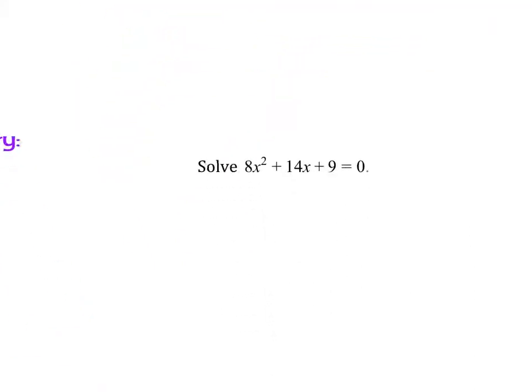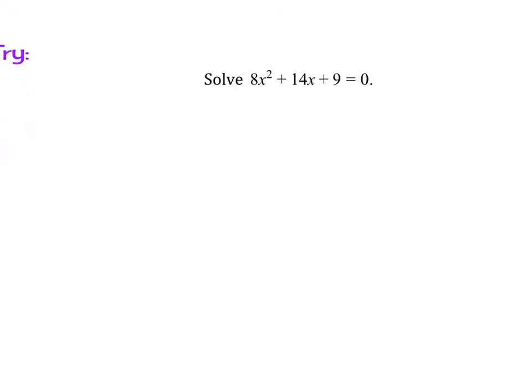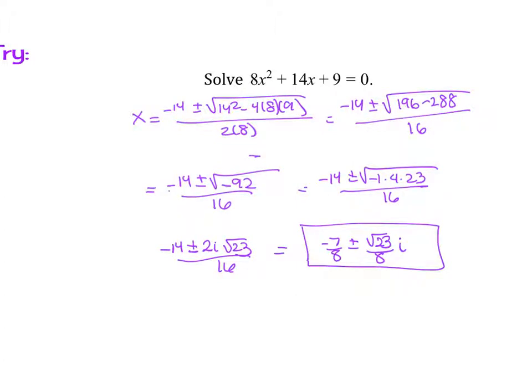So go ahead and try this last example here. Pause the video, and when you return, I'll have the answer for you. So if you tried this out, you would have gotten -7 over 8 plus or minus the square root of 23 over 8, and then i.